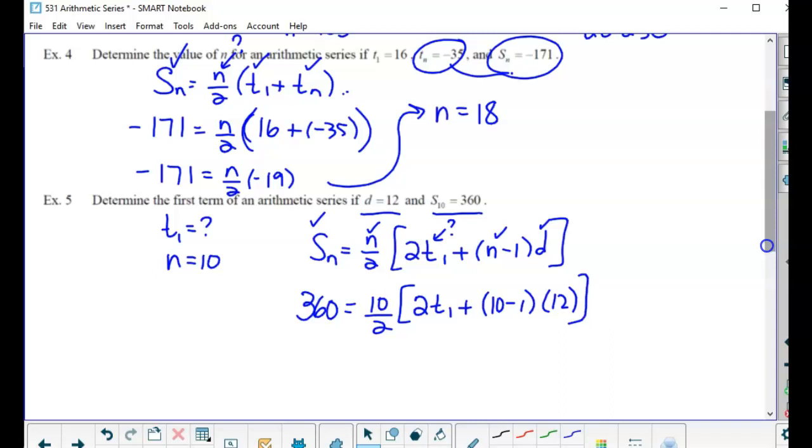Always make sure with your D, put brackets around it, even if it's positive. Okay, because it looks really weird to have brackets and then just a 12 there. We never show it like that. And certainly if it was negative and you didn't put brackets, that would be wrong, because that looks like a subtracting.